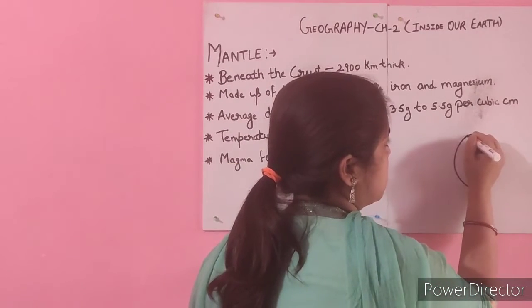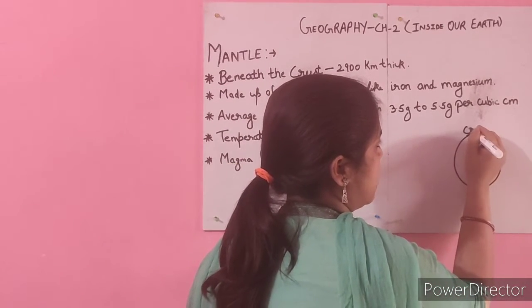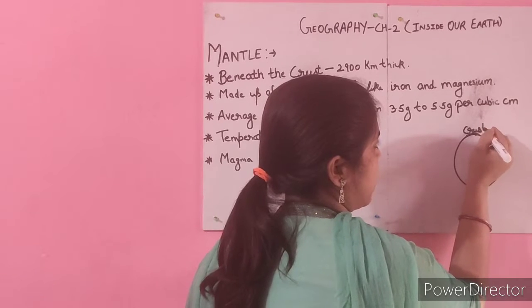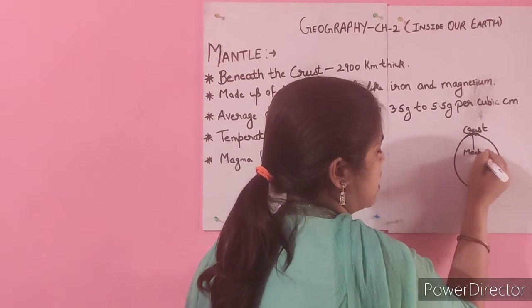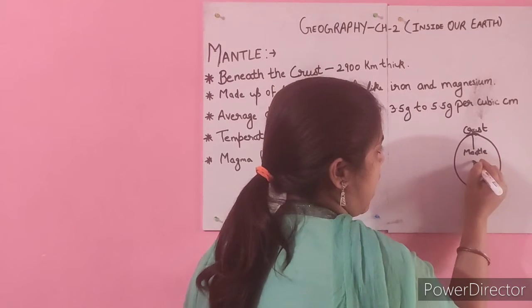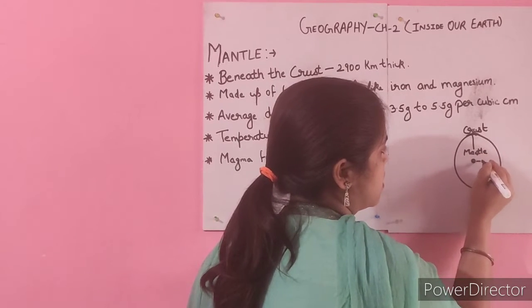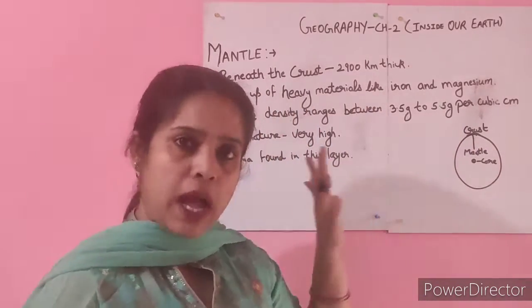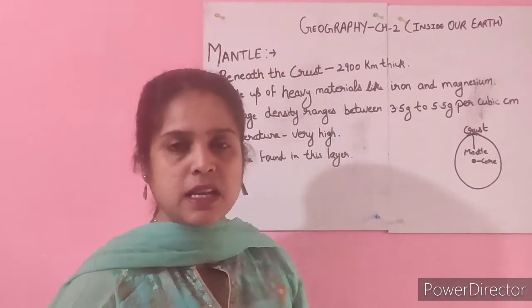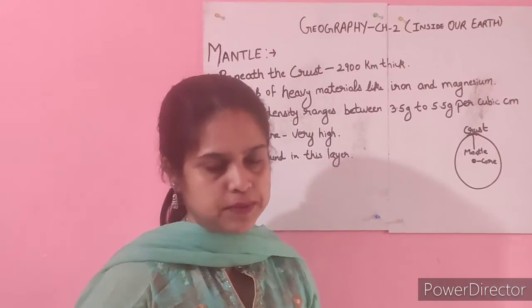In the same way, our earth also comprises 3 layers. Crust, I told you, this outer layer, this one is crust. Just below the crust, we will have the mantle. And here we will have the core. Crust we have already discussed. Mantle I am going to tell you today.